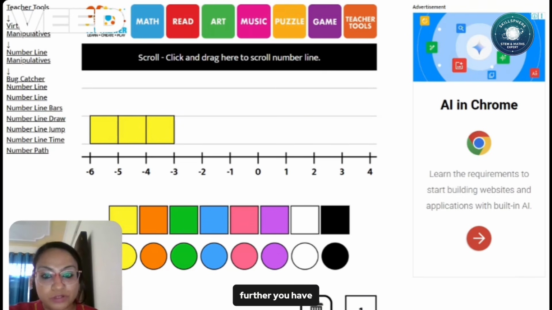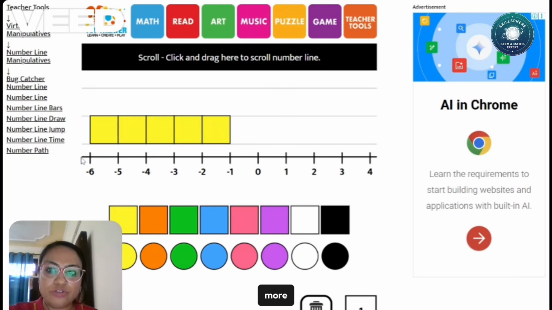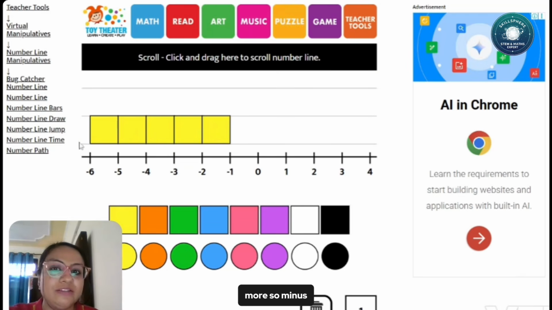If you further have to go again, put 2 more, +1 tile, +1 tile more. So -6 will go to -1 if you keep on adding 5 more. So -6 + 5, you will reach -1.